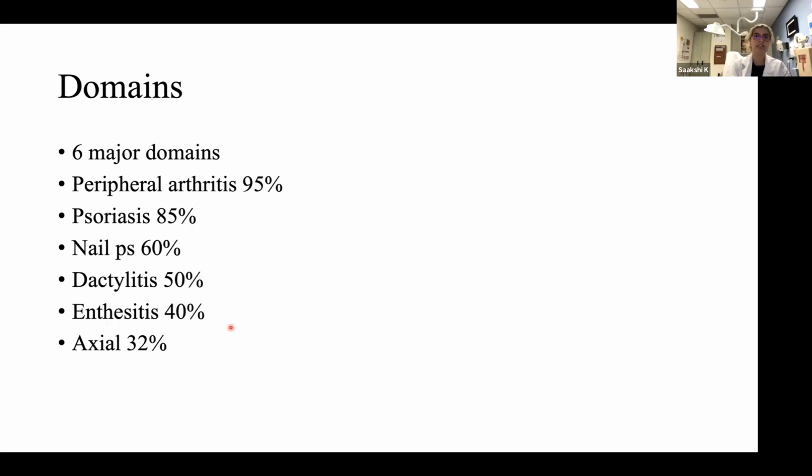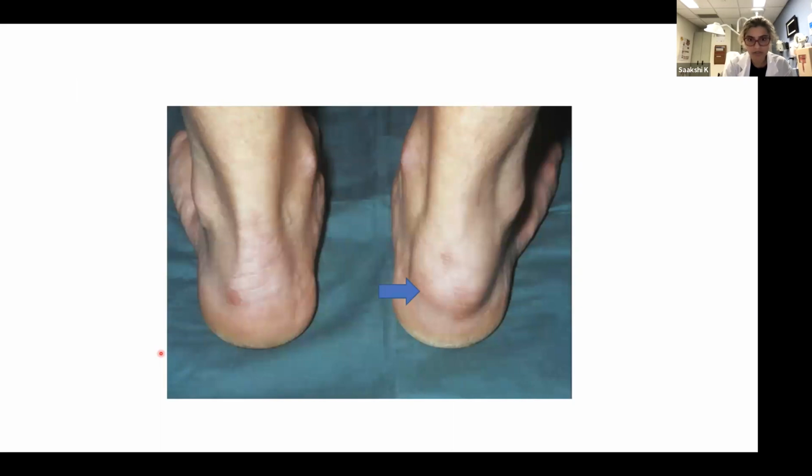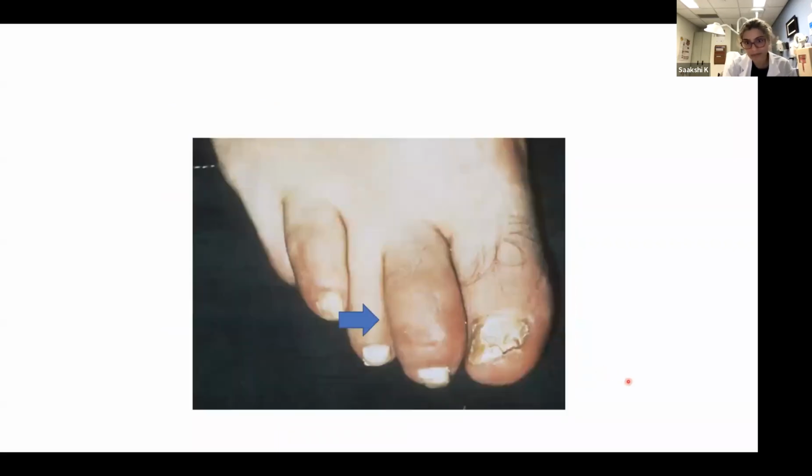Enthesitis is inflammation where the tendon inserts into the bone. I have an image of enthesitis in subsequent slides. And a third of patients that have psoriatic arthritis can have axial disease, where they talk about pain in their lower back or stiffness when they wake up in the morning or after periods of inactivity. Okay. So this is an example of enthesitis, and this is the Achilles tendon. This patient has obvious swelling on the right Achilles tendon compared to the left. This is enthesitis, which is seen with psoriatic arthritis.